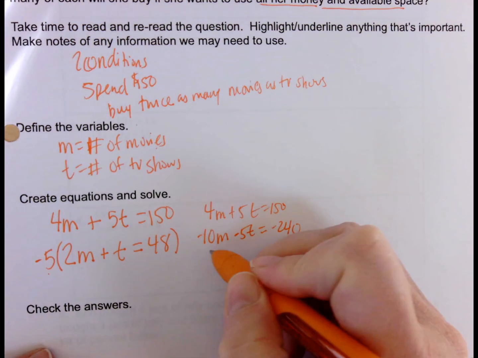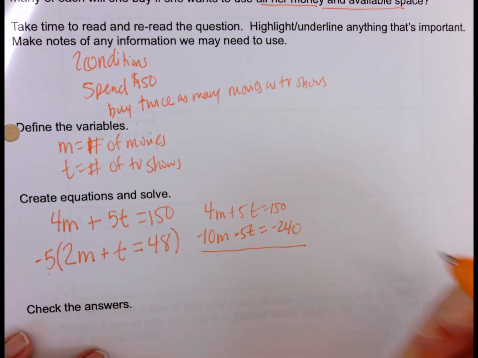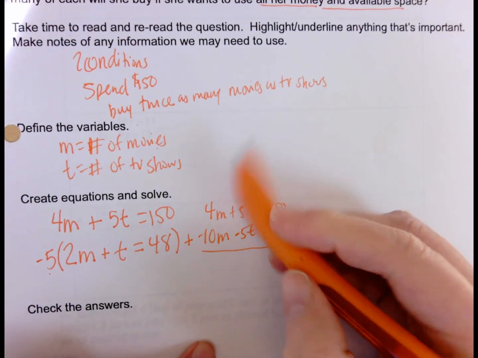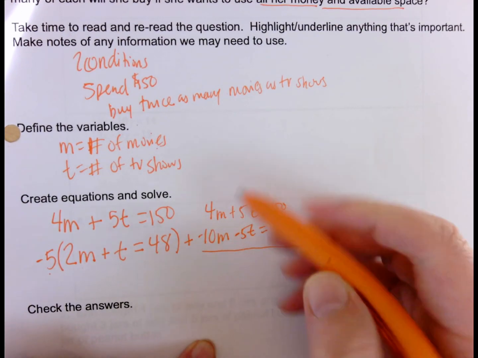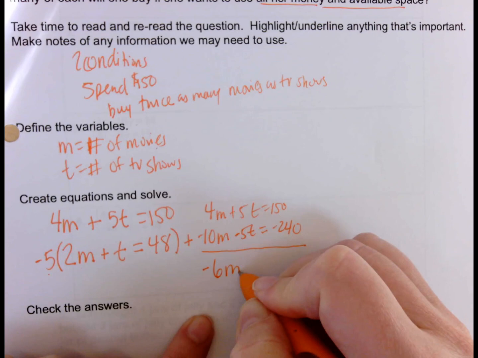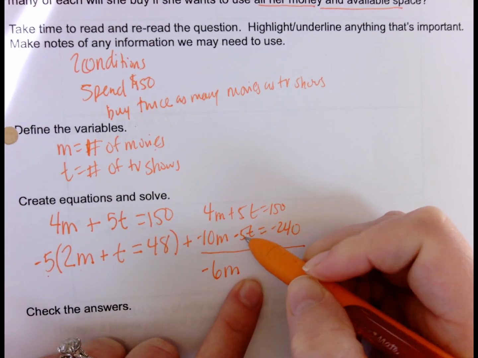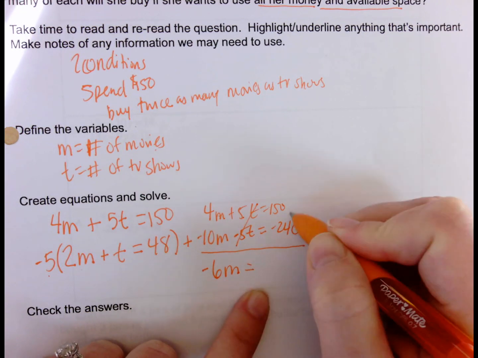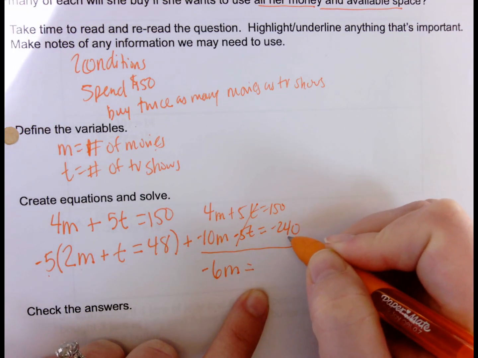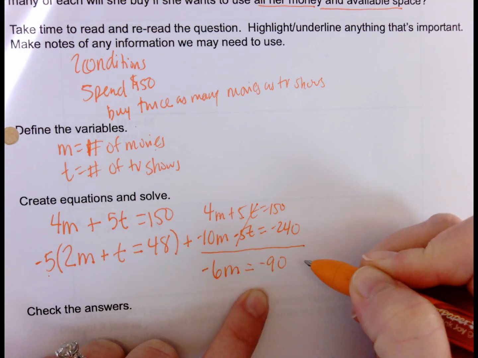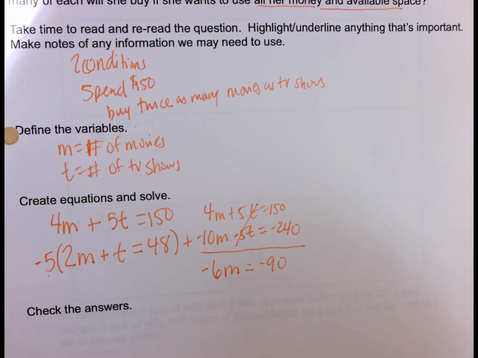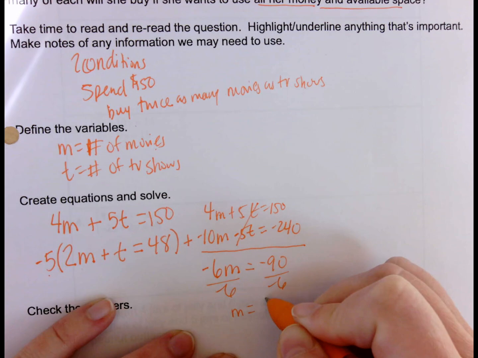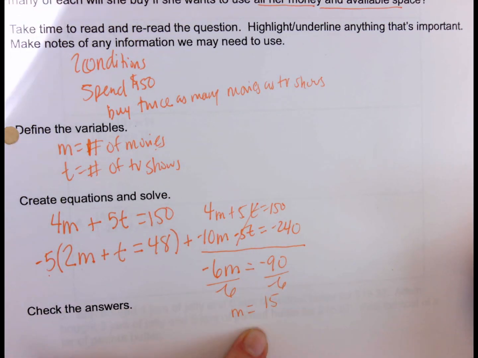Now that I have these two, what I can do is add these two equations together. So 4m plus -10m leaves me with -6m. 5t plus -5t cancels out, so now I only have one variable involved. And 150 plus -240 is -90. So now I have one variable and I can solve. I divide by -6 and m is equal to 15. So the number of movies is 15.